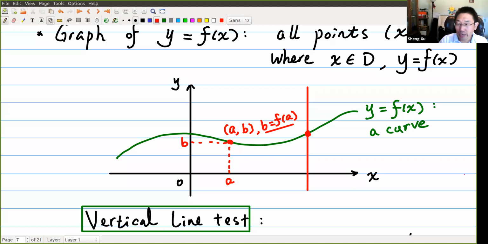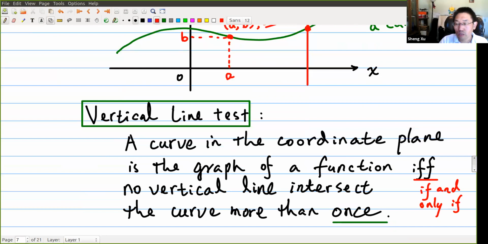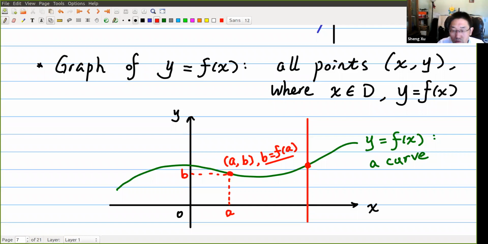And then we know for a function, when you have one input, if I have one input here for this x value, then what's the y value? Because we know you can only have one output. That means if you draw a vertical line through this x here, then this vertical line can intersect this green curve, the graph of this function, at most once. Otherwise you get two outputs, right?